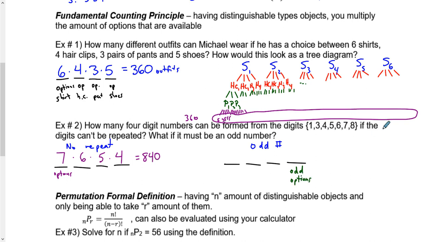How many odd options do we have? 1, 2, 3, 4. So this is the key part. We actually have to start at the back here. After this, since we're continuing on from this question, let's also assume that it's an odd number and we also don't have a repeat.